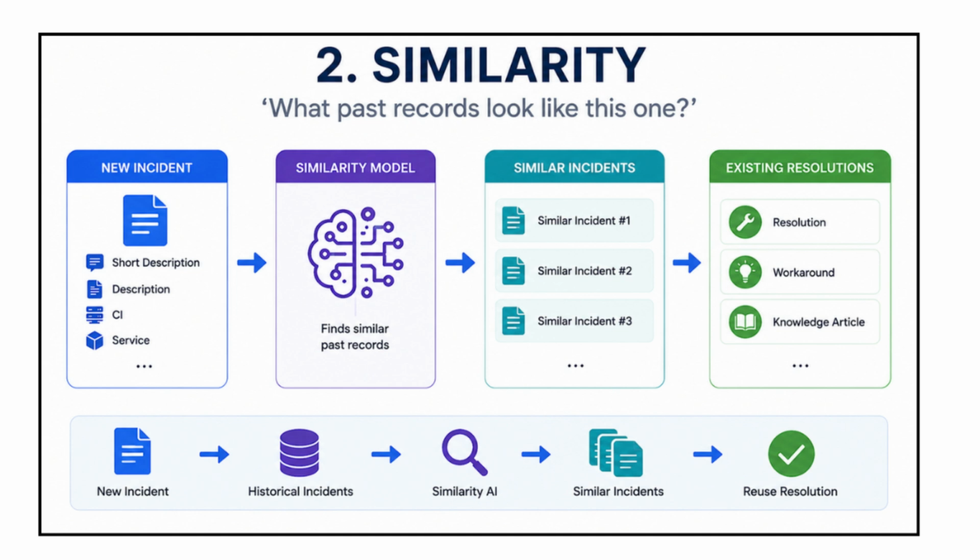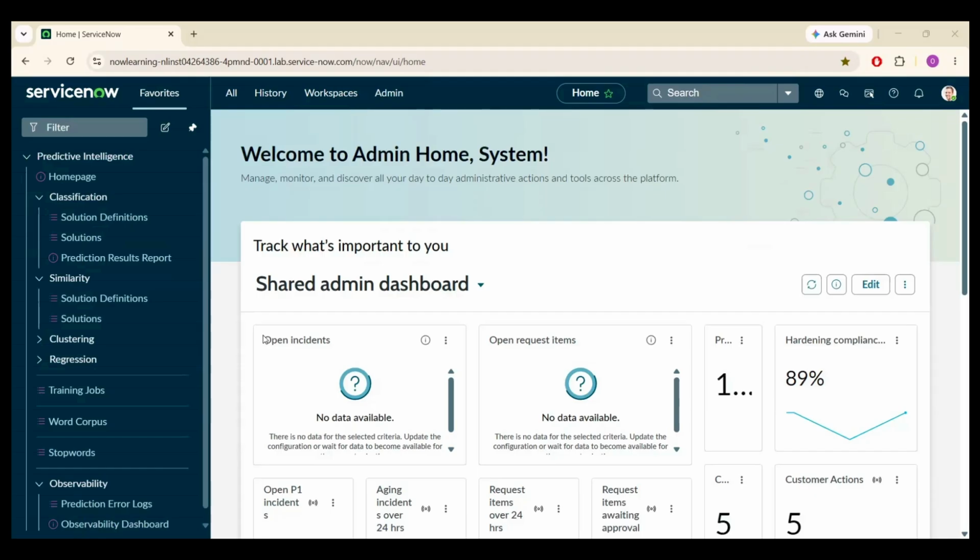For example, if you log a new incident saying VPN disconnects every 30 minutes, the similarity model might pull three older incidents with almost the same symptom and show you how you can resolve it. That is why similarity saves time, because the agent does not have to search manually. They can reuse the existing fix and get it done in a very short span of time. Now let us move to the third framework, that is clustering.